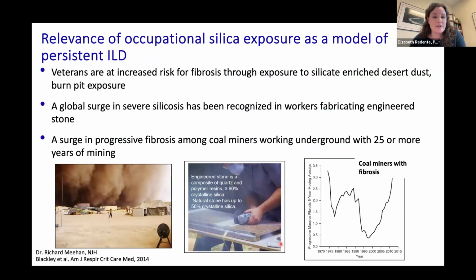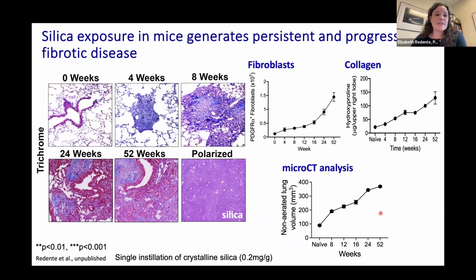There's also been a surge in progressive fibrosis among coal miners who have more than 25 years of mining. I'd like to call your attention to this graph on the bottom right, where from 2000 we can see this increased prevalence of fibrosis associated with coal mining. So this is really a big concern and an area of patient care that we need to be thinking about. We can mimic this quite well in our animal models.